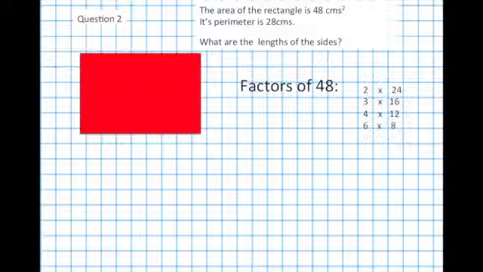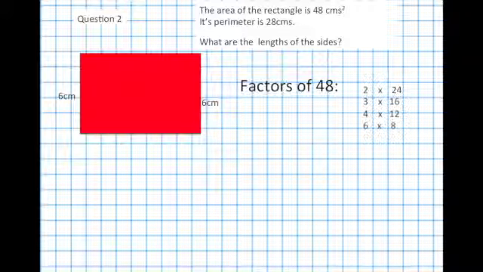So we've found the factors, and now we need to try them as lengths on our rectangle to see if they will give us a perimeter of 28. So let's try 2 and 24. So those sides would be 2, those sides would be 24. Obviously it's more than 28. If we have those sides as 3 and those sides as 16, 16 and 16 are 32, so again it's too big. Try 4 and 12. So there's 4, add 12, add 12. That's 32, it's too big.